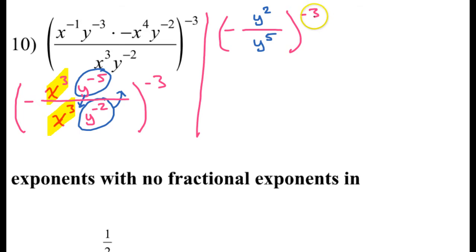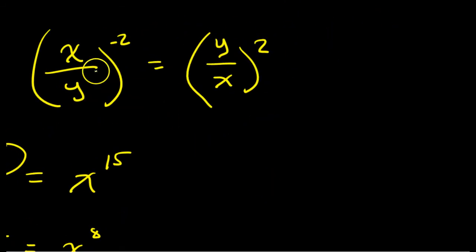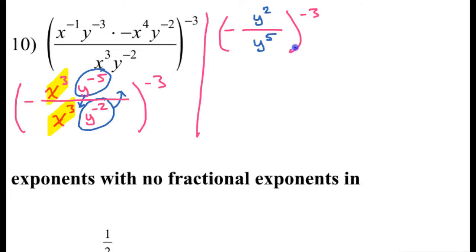Okay, now I've still got this negative 3 power on the outside. So we have learned that if you have a fraction raised to a negative exponent, you can do the reciprocal, and then it's a positive exponent. I'm going to use that rule now. Okay, so I'm going to keep this negative sign, but I'm doing the reciprocal. So I'll have y to the 5th power over y squared, and then now it's a positive 3 power.